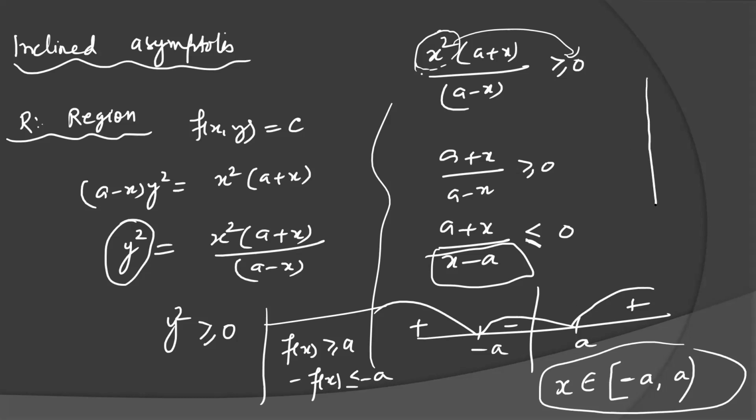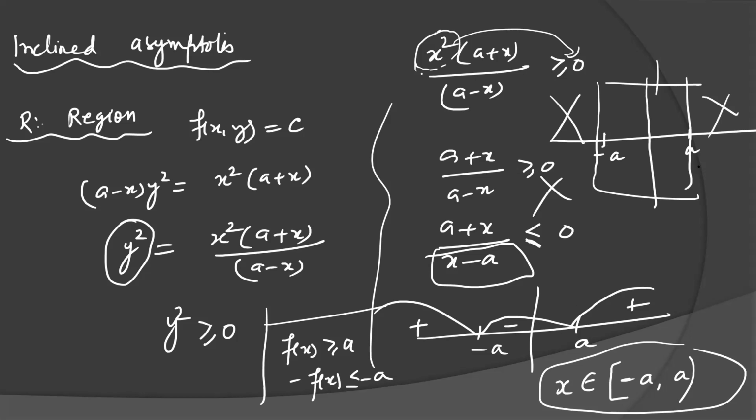What is the meaning? If you are drawing a curve between minus a to a, you will get the curve only in this box. Outside there is no meaning of the curve. The curve will be inside this region only, minus a to plus a. Outside, the curve will not lie. So this is the use of region in curve tracing. Now let's see one example to draw a curve.